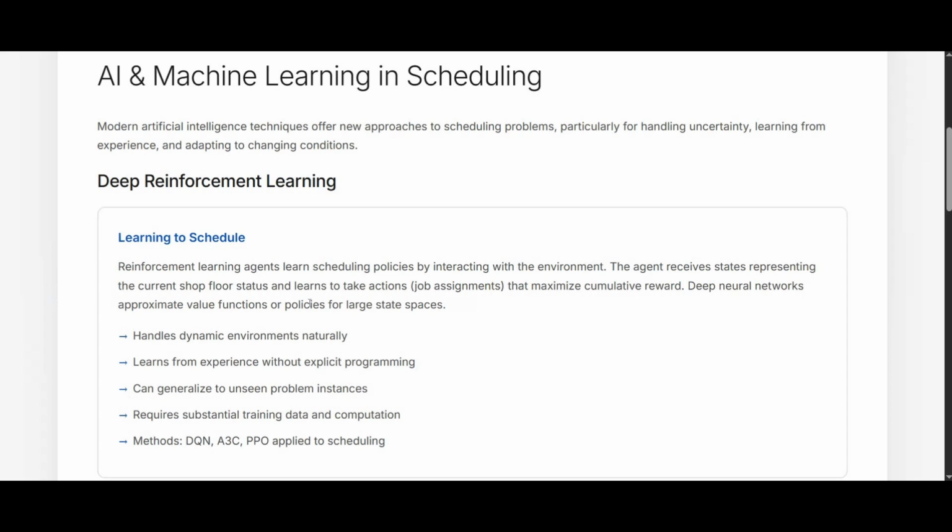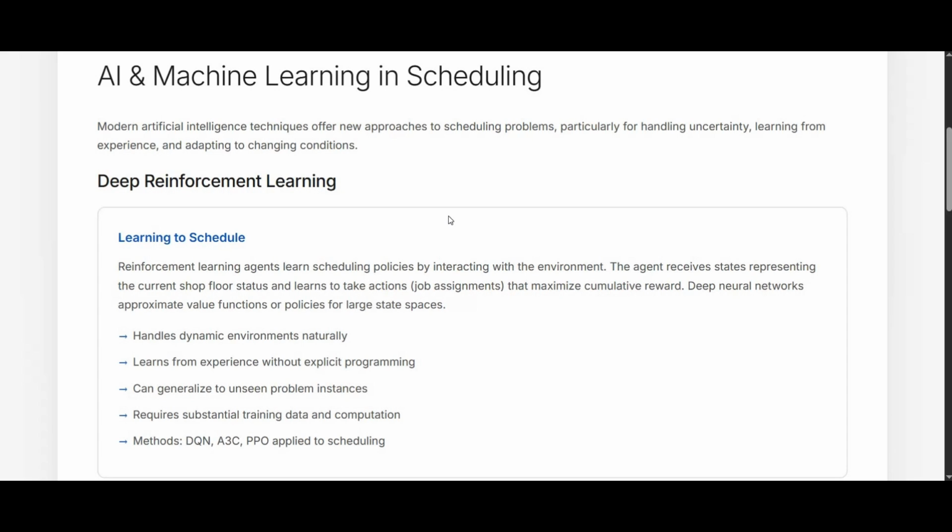Okay, let's look at the first AI technique, Deep Reinforcement Learning, or DRL. This approach is all about learning through interaction. Instead of being told what to do, a reinforcement learning agent experiments. It takes an action, sees the result, and adjusts based on the feedback. Over time, it figures out which decisions lead to the highest rewards.